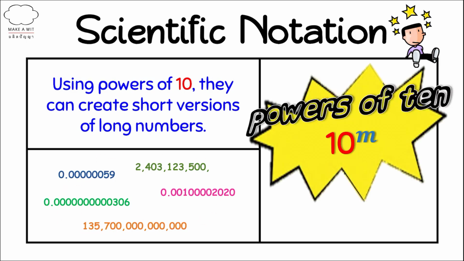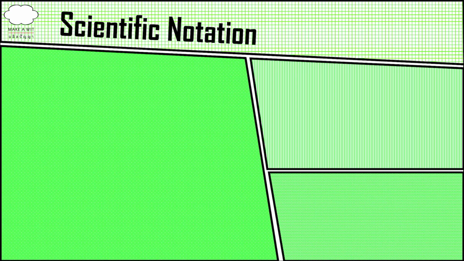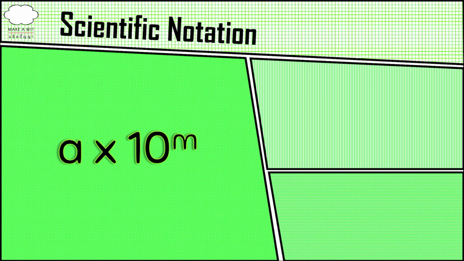Now let's see. You use power of 10. Power of 10, so that means the base number will be 10, number 10 only, and the exponent can be a lot of numbers. So let's learn how to do scientific notation. First, the form will be a times 10 to the power of m.